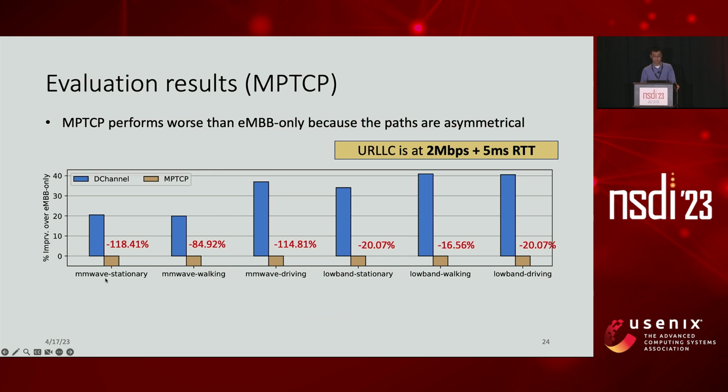Next is MPTCP. MPTCP does not perform well in these URLLC and eMBB pairs, because MPTCP is well known to work well only under multipaths that have similar latency and bandwidth. And we know that the URLLC bandwidth is a rounding error compared to the eMBB.